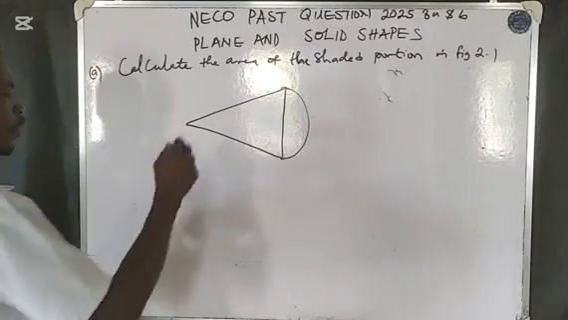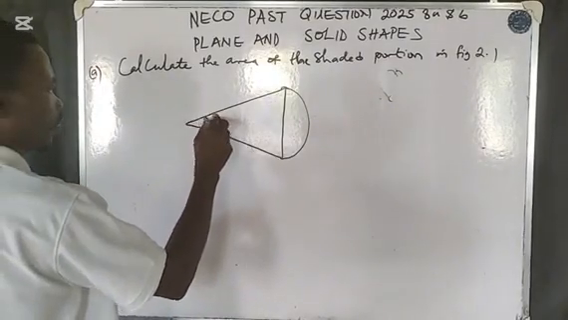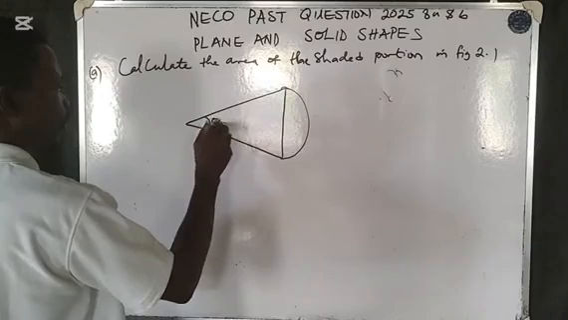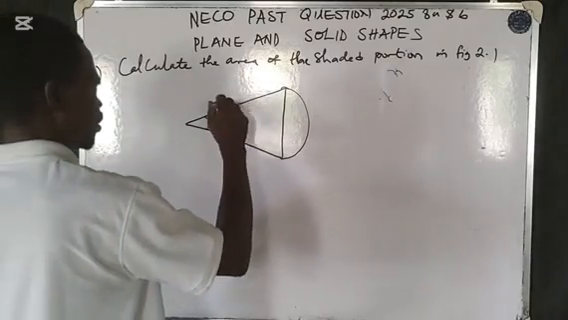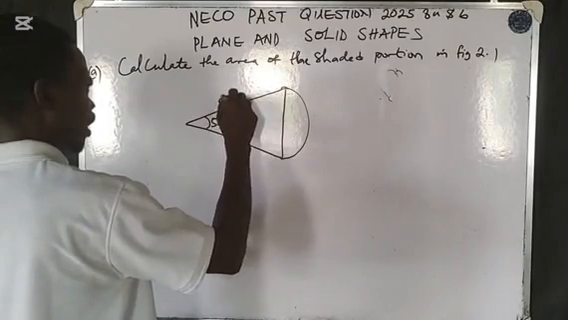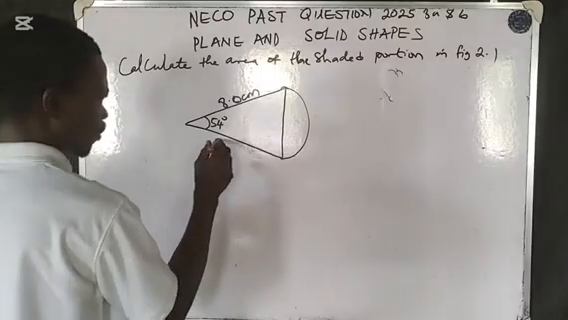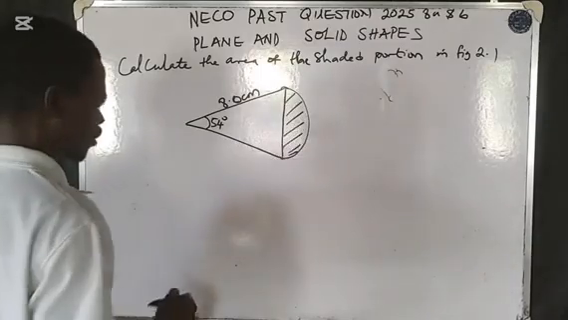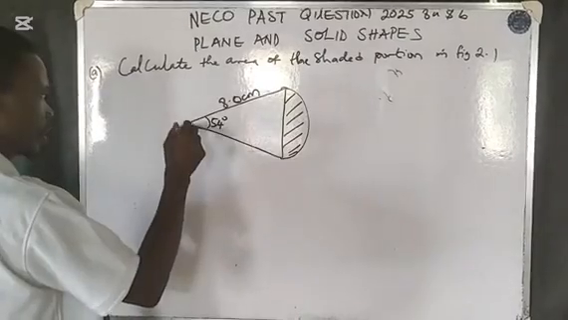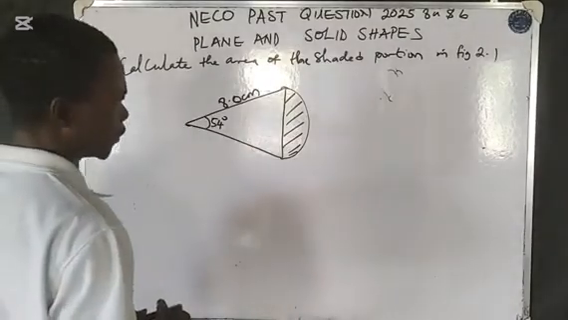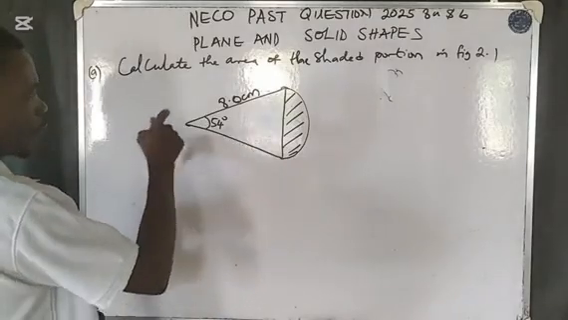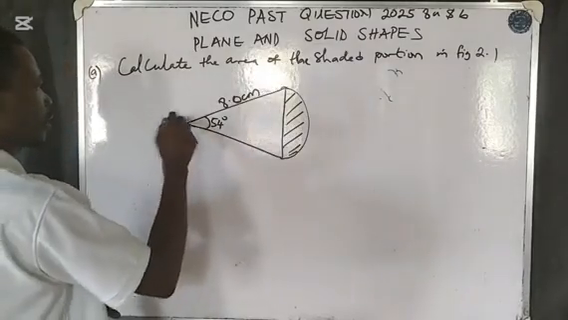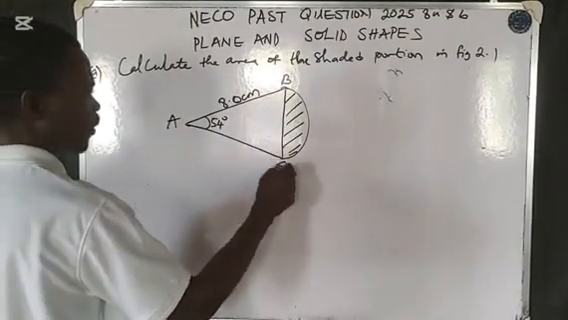So this place is labeled 54 degree. The radius is given as 8 centimeter. So this place is shaded. The same thing now. So let's give this place A, let's give this place B, and let's give this place C.